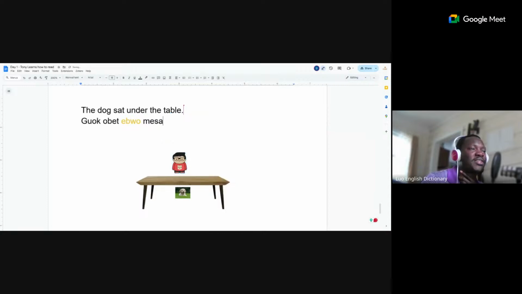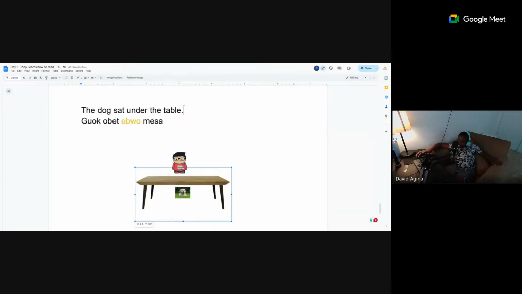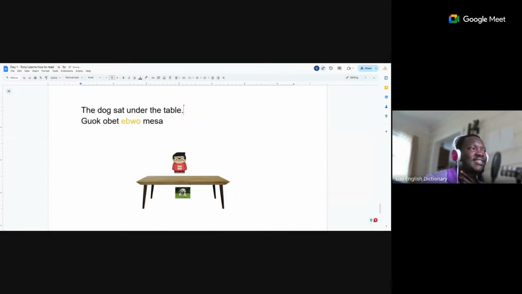You see that boy on top of the table? Can you now create a sentence that says the boy is on top of the table? Don't say standing. Just say the boy is on top of the table, just like the dog, or the boy sat on top of the table, whichever you want. Now, can you change it? You already know most of the words. Can you try and get the words?